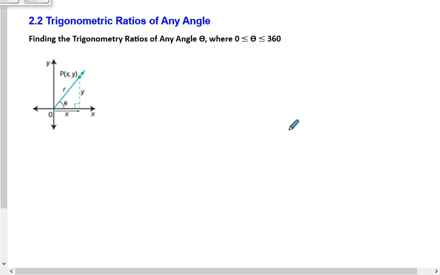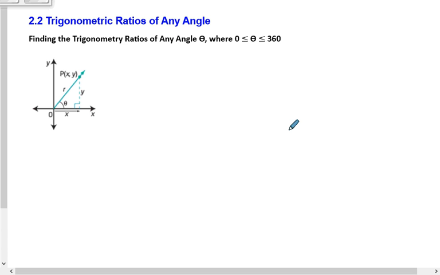All right, hi everybody. So today we are going to be looking at chapter 2.2, trigonometric ratios of any angle. There are a couple of things that we need to know before we get started. The first thing that we're going to look at is how we can use our sine, cos, and tangent ratios to help us determine the ratio of any angle given between 0 degrees and 360 degrees.